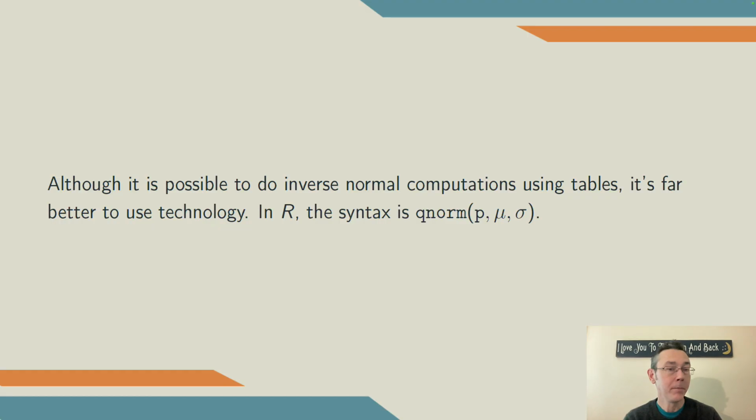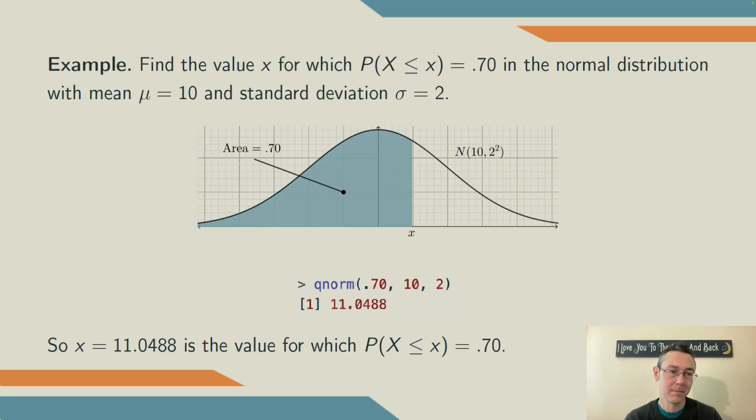Although it's possible to do inverse normal calculations using tables, it's far better to do it using technology. R is totally typical, and that's my technology of choice. The syntax is qnorm, and you feed it the probability or the area to the left of the percentile, same thing, and then the mean and the standard deviation of the normal distribution you're working in.